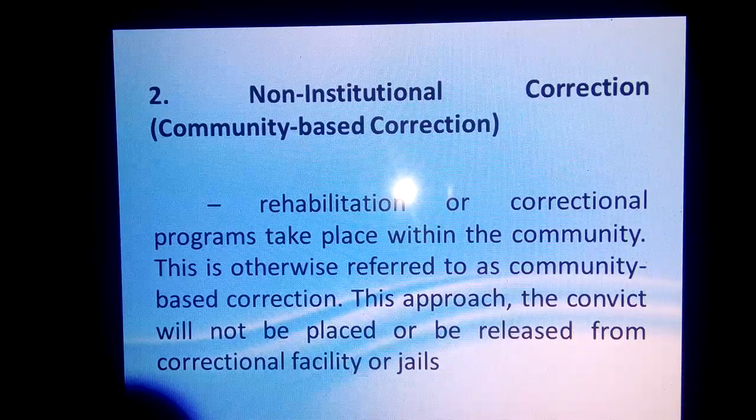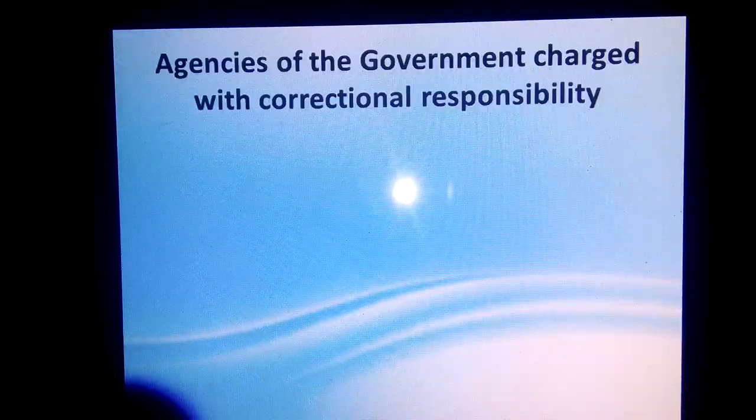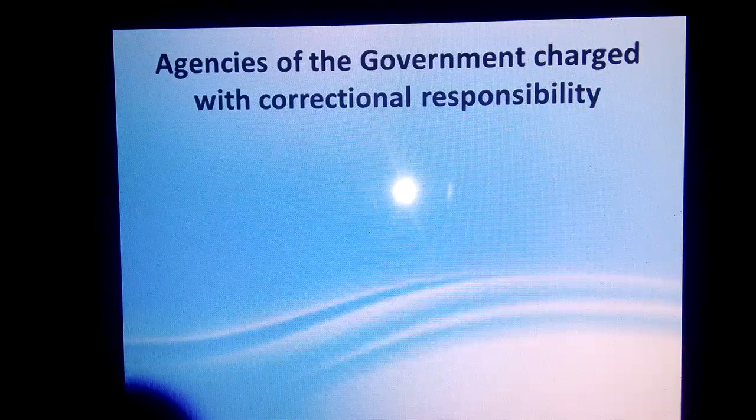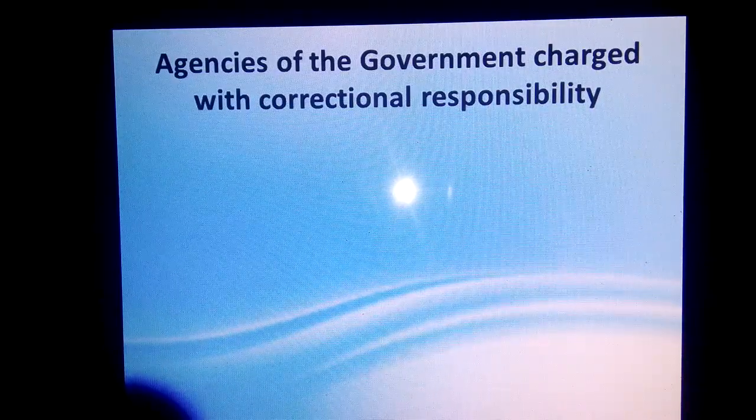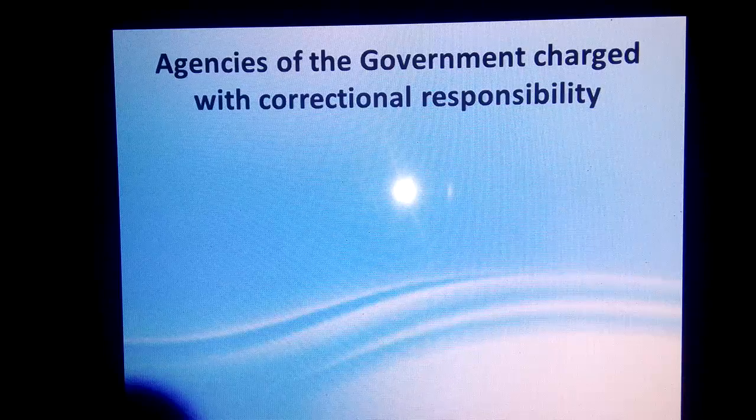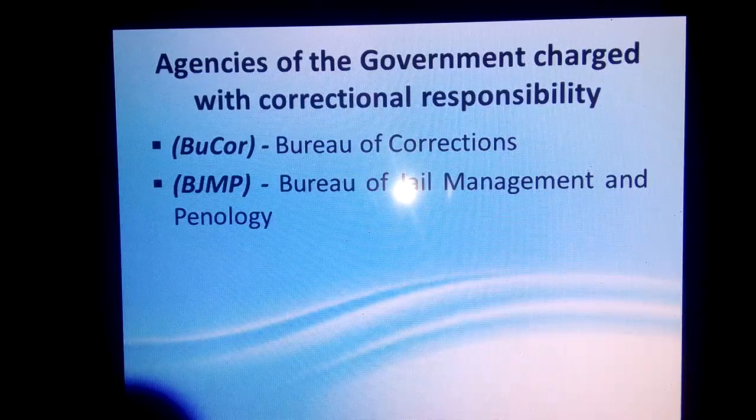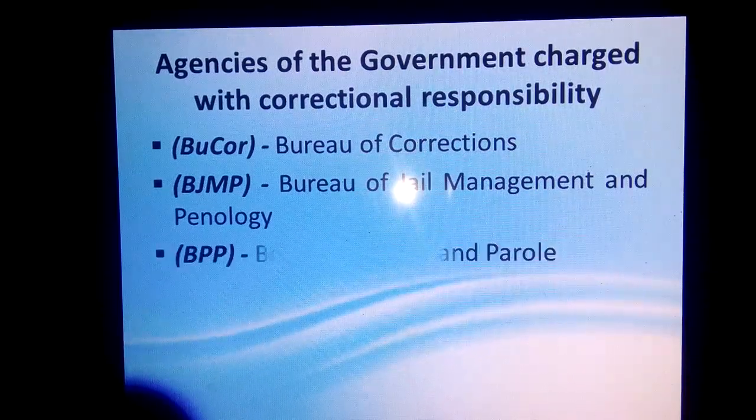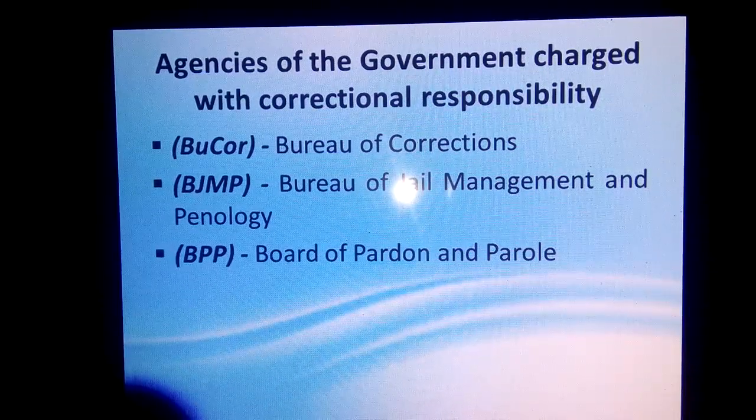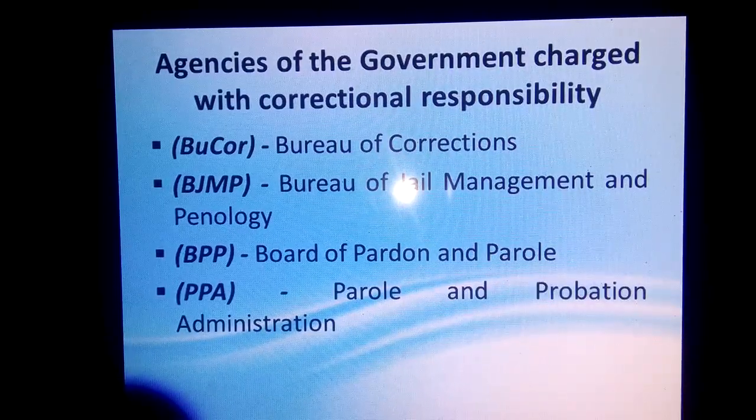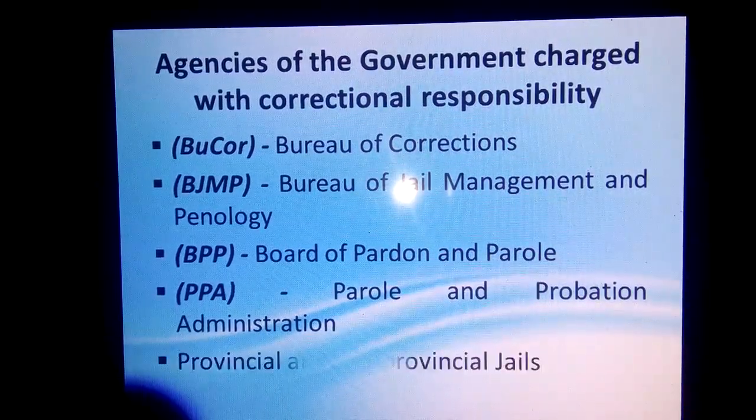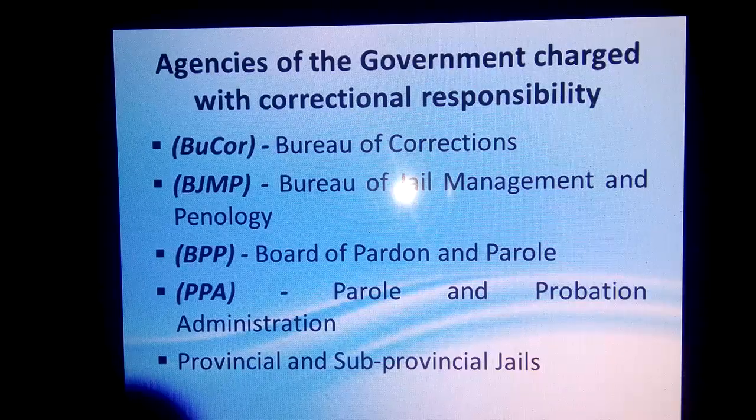So now let's move on. The following are the agencies of the government charged with correctional responsibility. First, we have the Bureau of Corrections. Second, we have the Bureau of Jail Management and Penology. The third is the Board of Pardon and Parole. Fourth is the Parole and Probation Administration. And the last is Provincial and Sub-Provincial Jails.